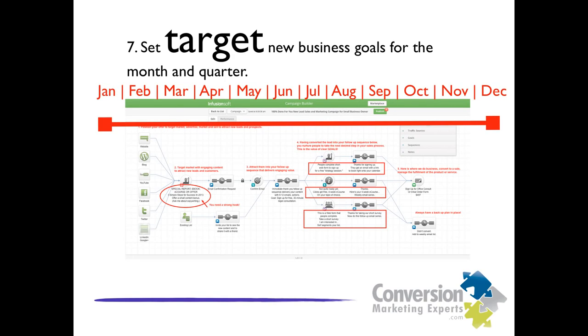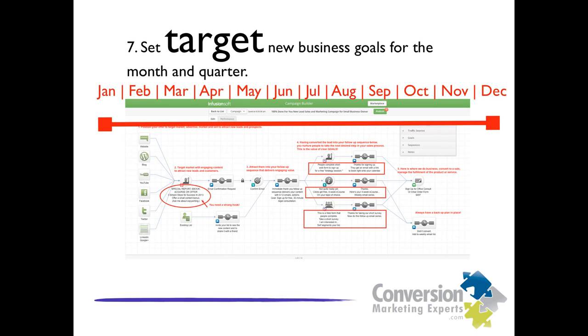Step number 7, we're going to target the new business goals for the month and your quarter. Now, I like to focus on 2 or 3 primary goals every quarter. And maybe you have a system in place right now. If you don't, we can talk about a system, but the system should be simple.